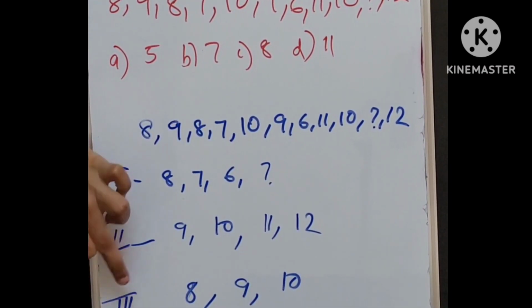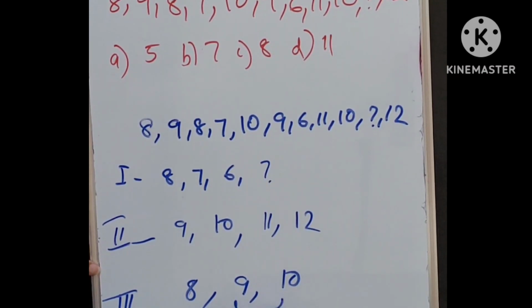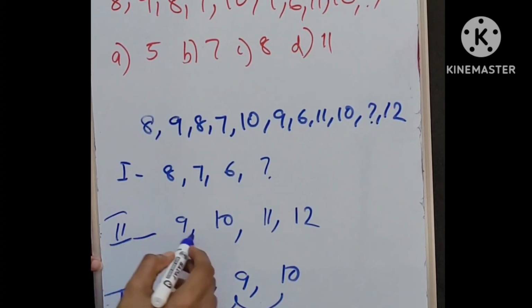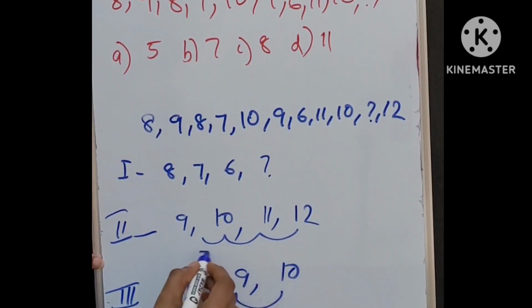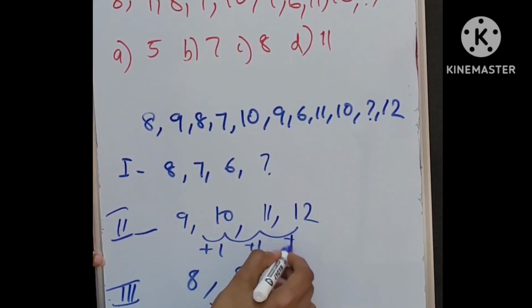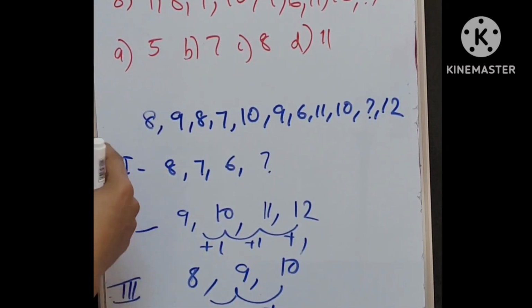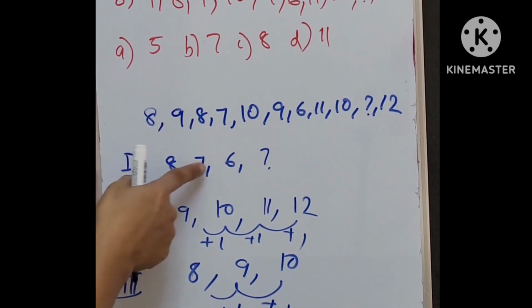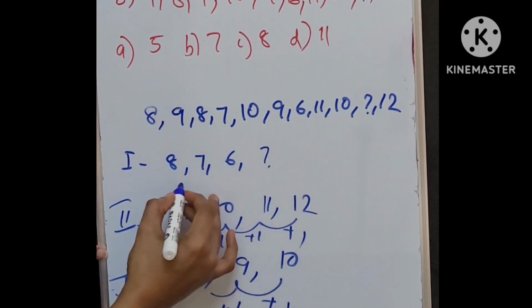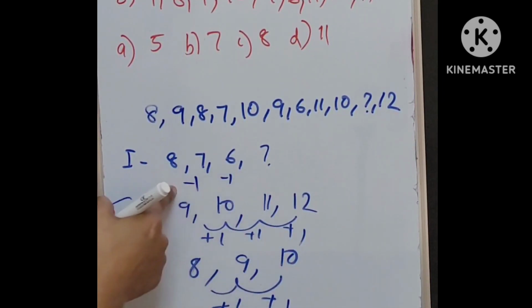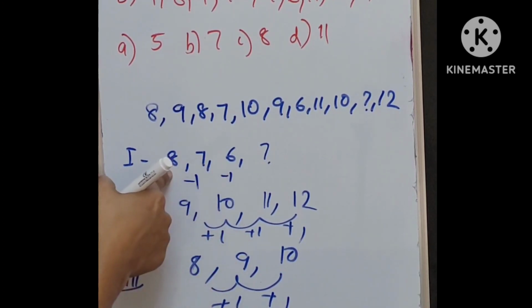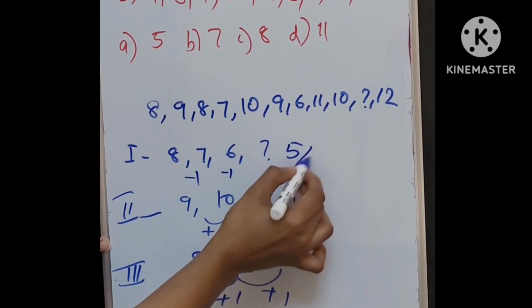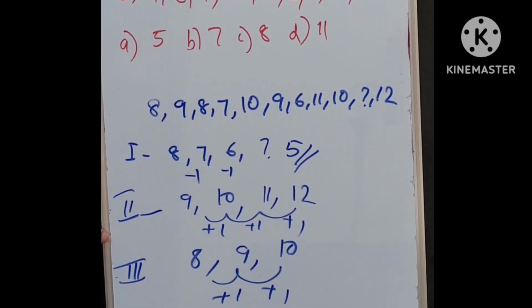Here in the case of the second series, the difference between the numbers is 1. And the first series is 8, 7, 6. So the difference is 1. 8, 7, 6 and the next number is 5. So option A.